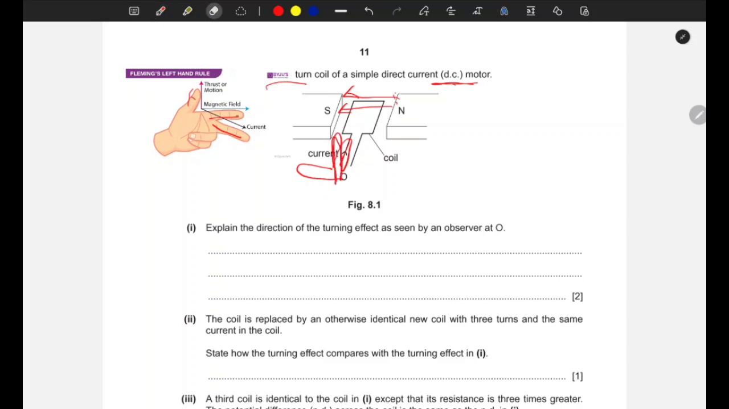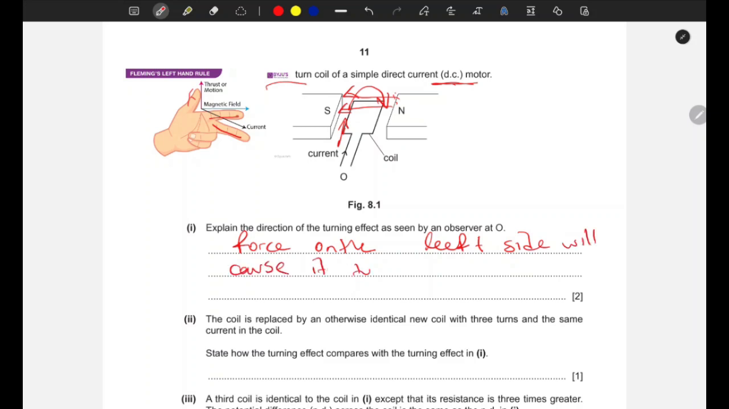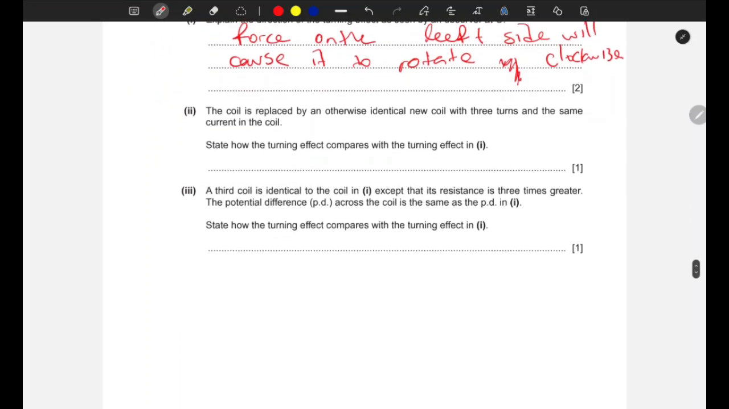Sorry for the bad drawing, it's really hard to show this. But then our thumb would be pointing upwards, so it would be pushing this upwards, so it would be rotating like this, clockwise. So we can say the force on the left side will cause it to rotate clockwise. That would be what the observer would see.